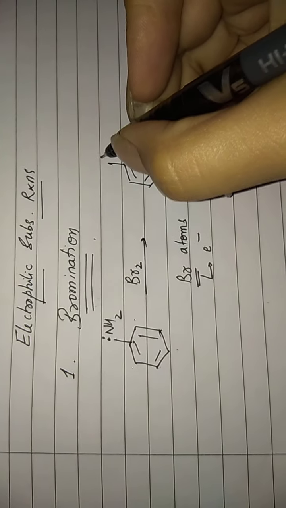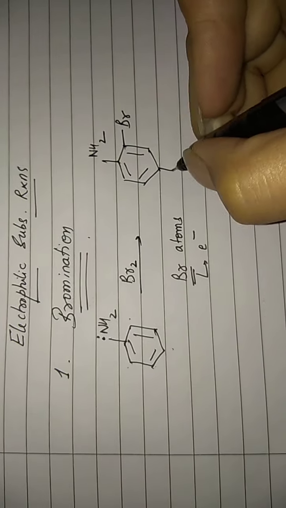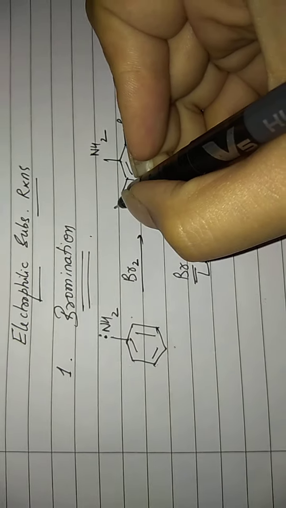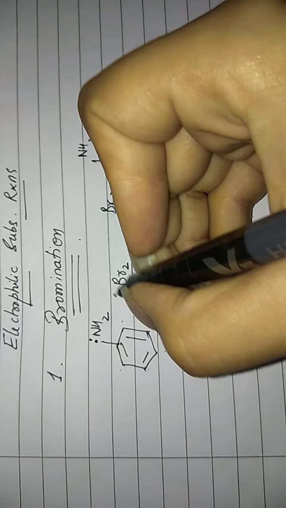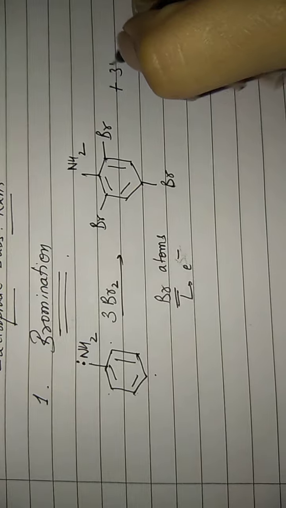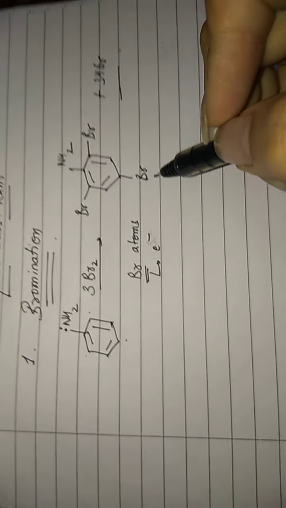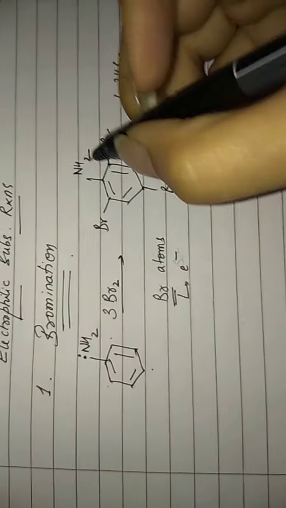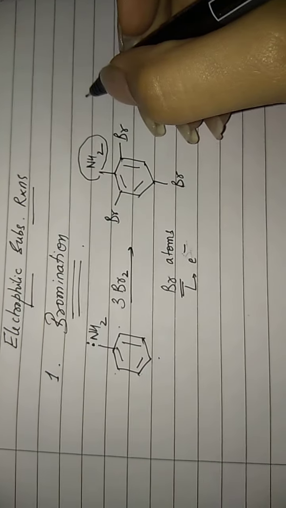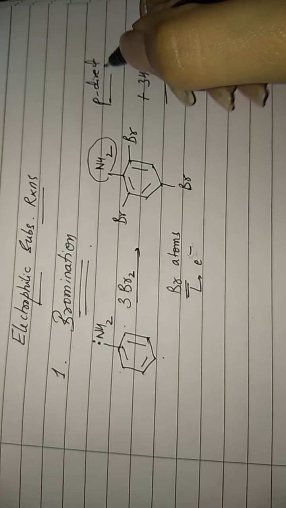So what you're going to get is a tri-substituted product with 3 bromine atoms attached at ortho and para positions. Along with this, side product HBr is also formed. Fine. Now what if I need only a para substituted product? What if I do not want substituents at the ortho positions? In that case, I would be requiring something over here which is just para directing, right?